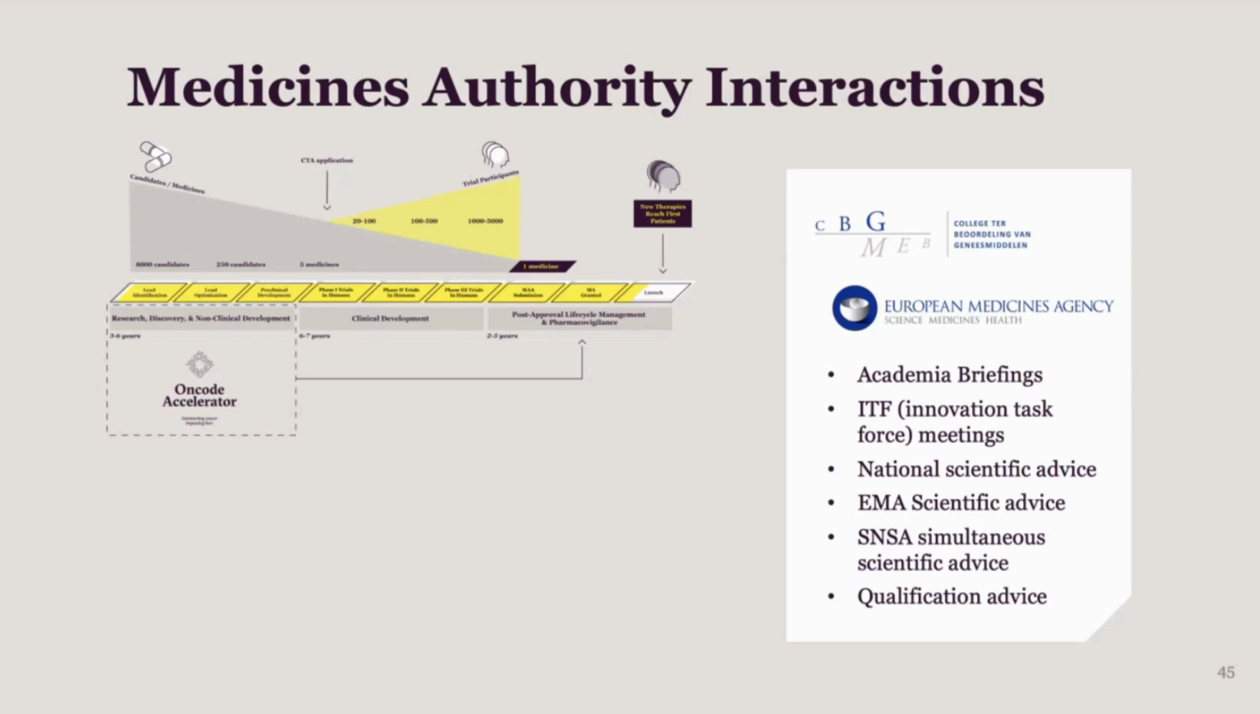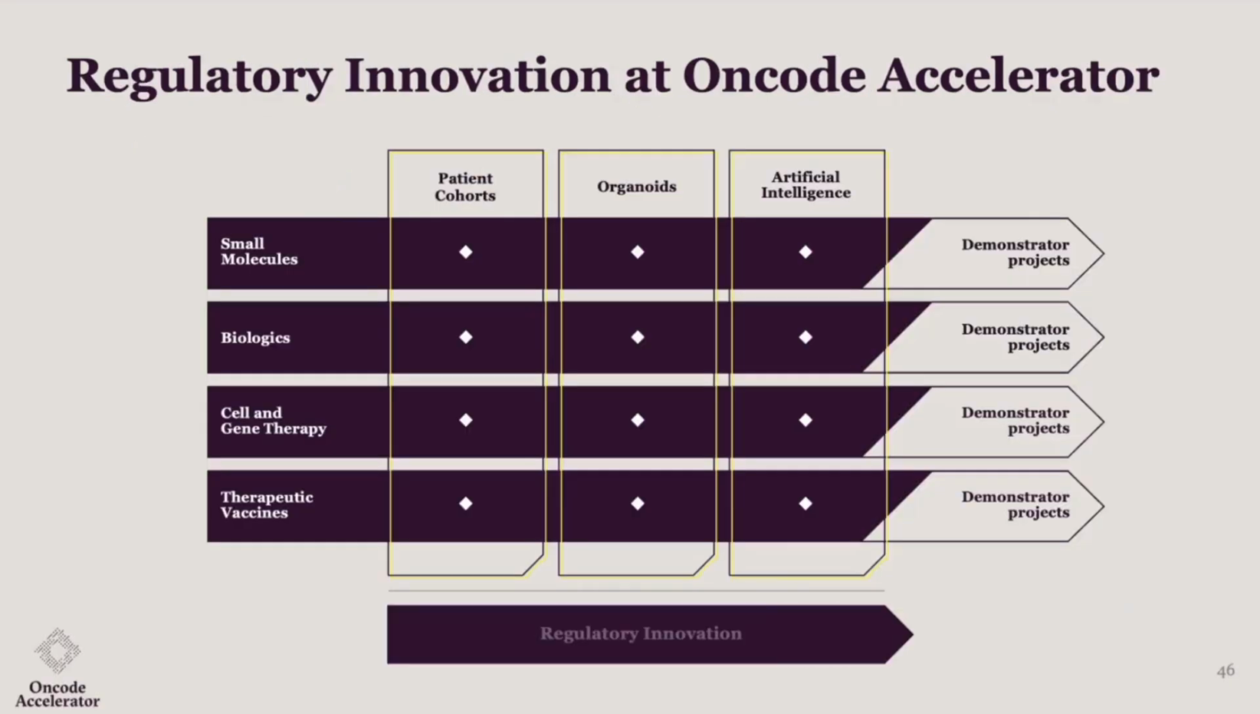And there is also an option for qualification advice in which you can qualify a specific method. Next slide, please. So here again, the Oncode Accelerator infrastructure. As you can see, our regulatory innovation workstream is involved in all the work streams and platforms. And we are scouting for regulatory opportunities to make our program stronger and to solve issues early on. So as we've shown before on the timeline, how can we set up our strategy in a way that in the end, the product can go to the clinical phase.